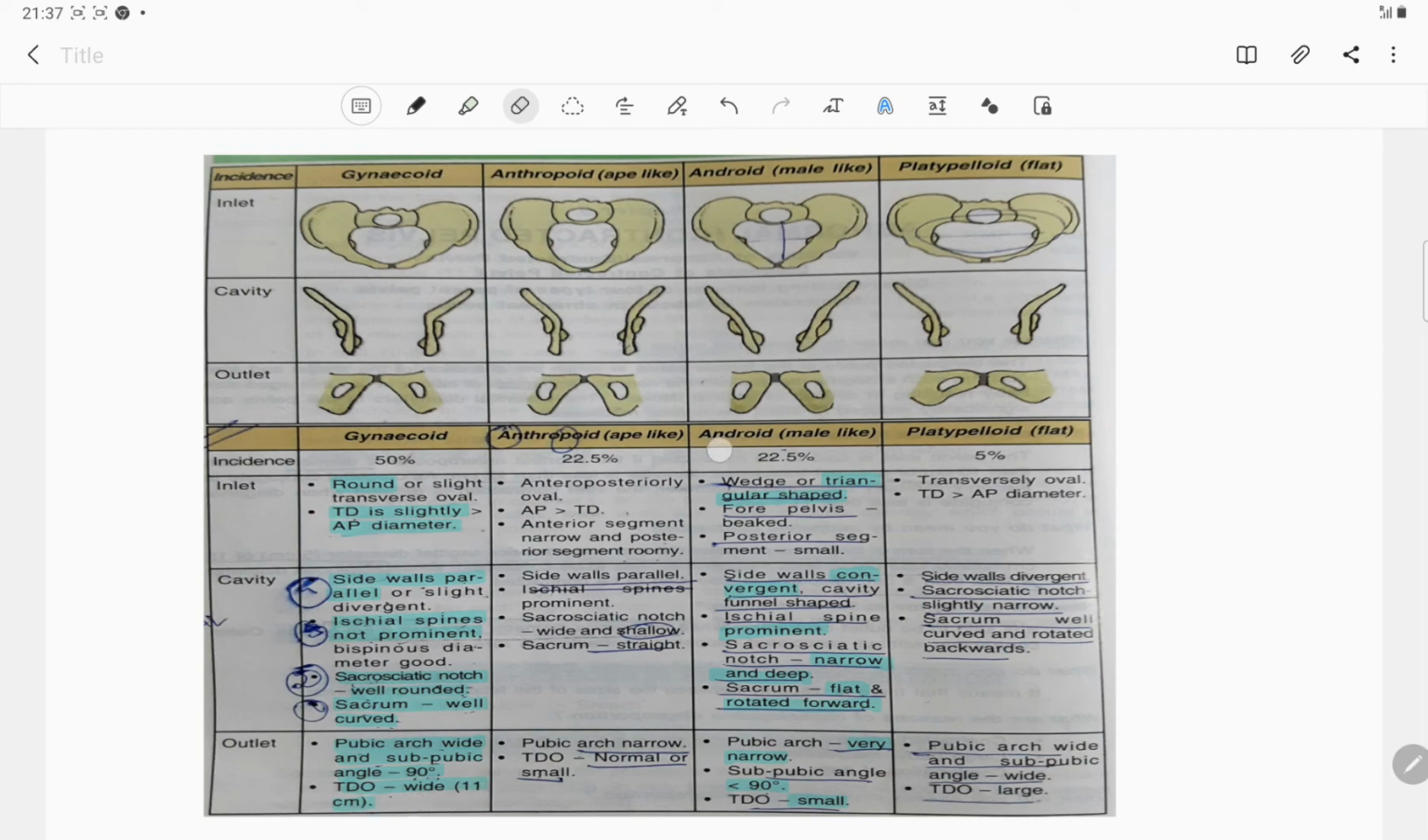Then android pelvis, that is male like pelvis. In inlet, it is of triangular shape. In cavity, side walls are convergent. Ischial spine is prominent. Sacrosciatic notch is narrow and deep. Sacrum is flat and rotated forward. In outlet, pubic arch is very narrow and subpubic angle is less than 90 degree, and transverse diameter of outlet is small. It is totally opposite of gynecoid pelvis.